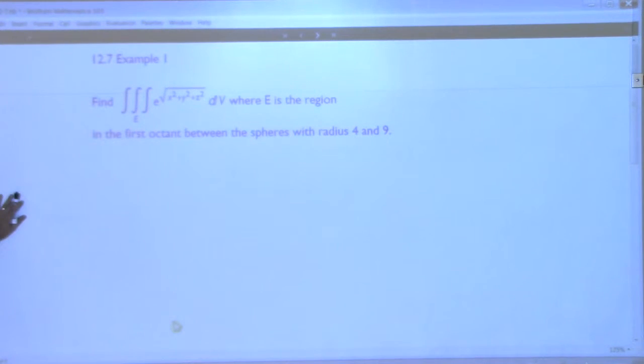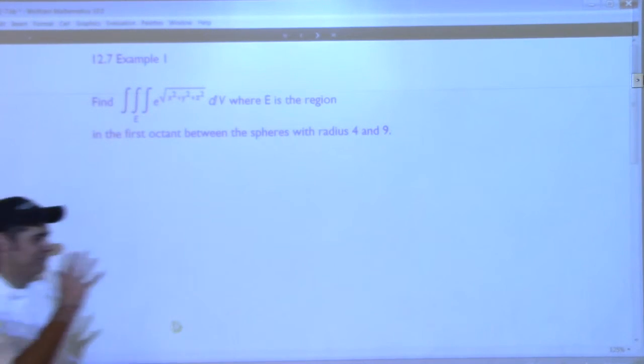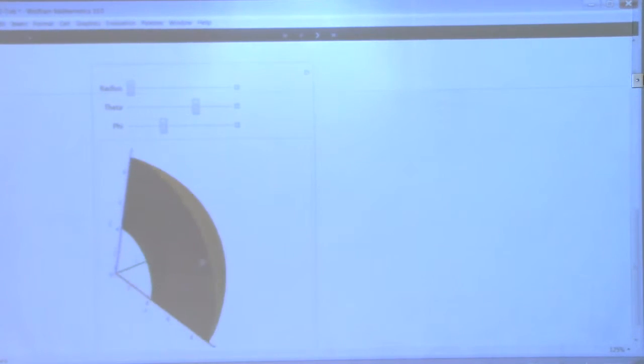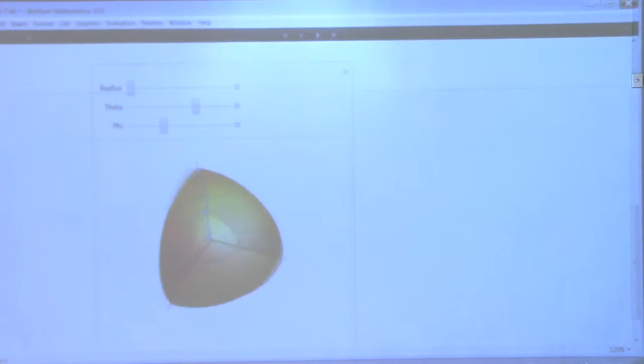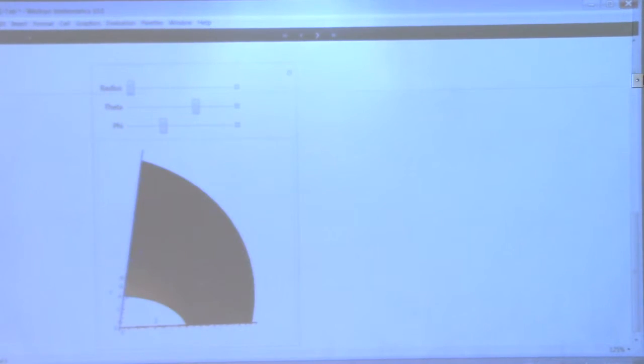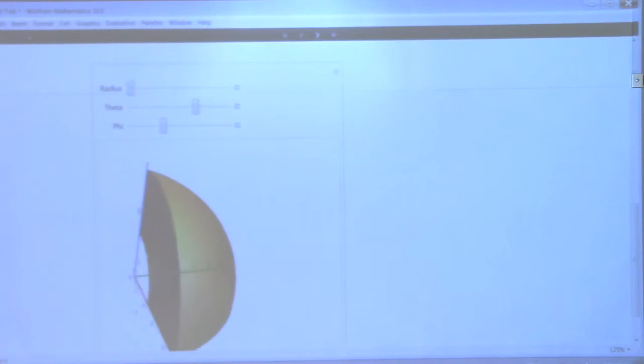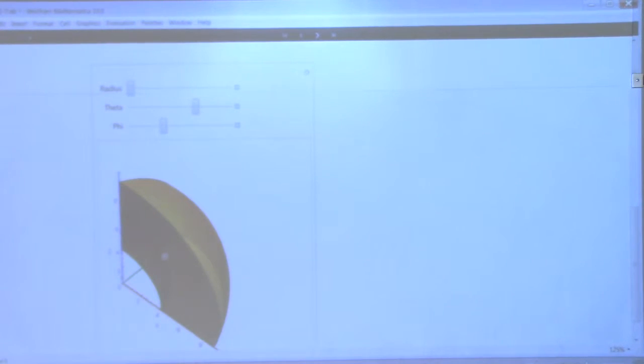What does that look like? You're in between two spheres, right? You have a sphere of radius 4, you're outside of that one, but inside the sphere of radius 9, but you are in the first octant only. Yeah, it's hard to describe. You mean that thing? Did y'all see that? Is that what you were visualizing? It's just like part of a coconut, I guess.